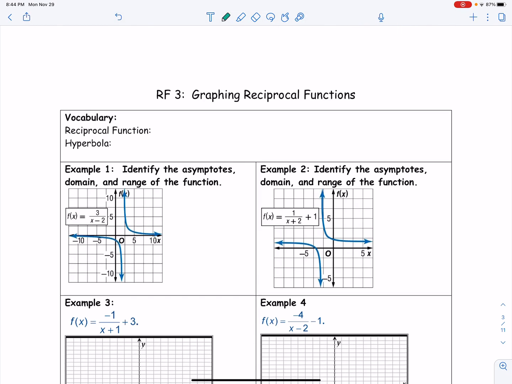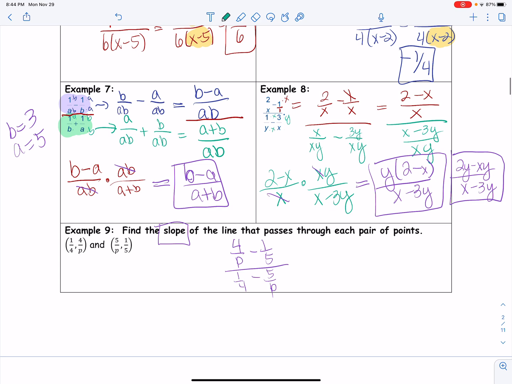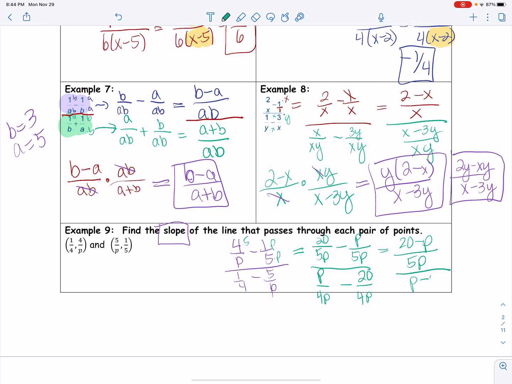So if I do the top, my denominator would be 5p. I'm going to multiply this one by 5, so that's 20. I'm going to multiply this one by p, and so that's p. So you end up with 20 minus p over 5p. And then I'm going to do the denominator. So you would have 4p and 4p. The first one I multiply by p, and that's a p. And the second one I multiply by 4, and I get 20. So that's going to be p minus 20 over 4p.